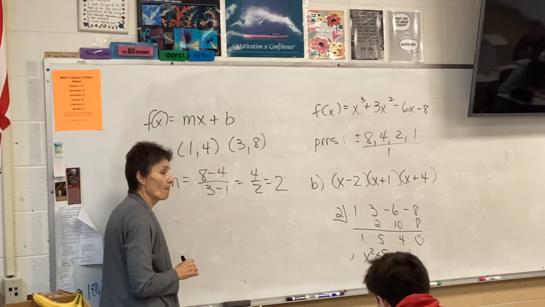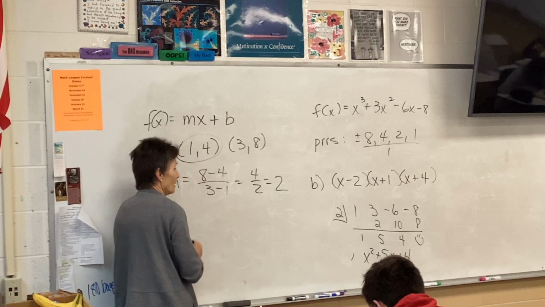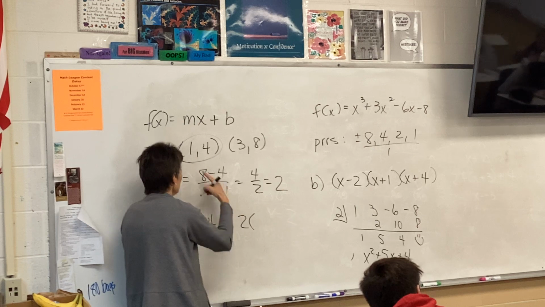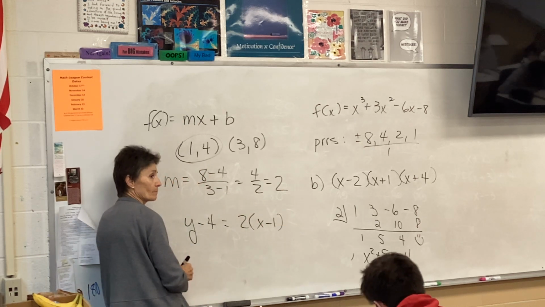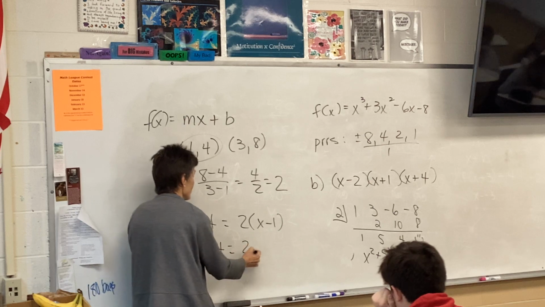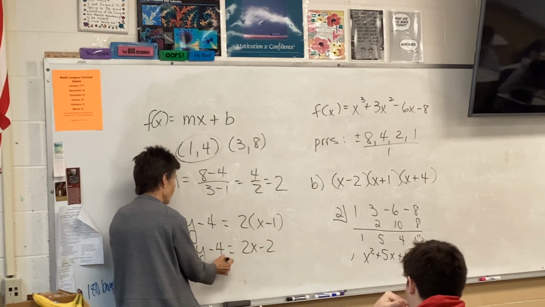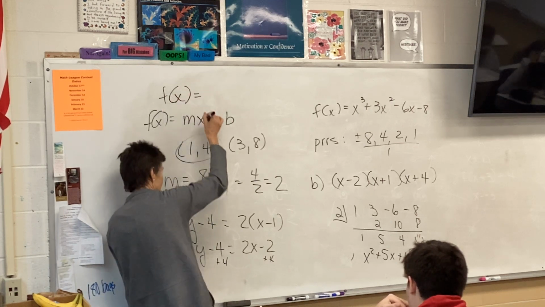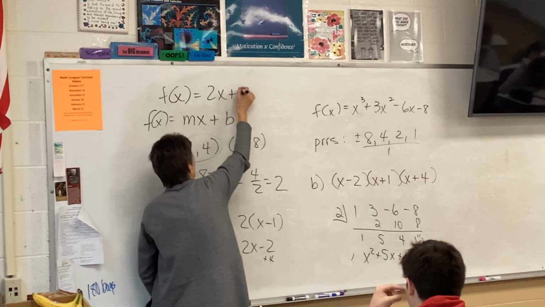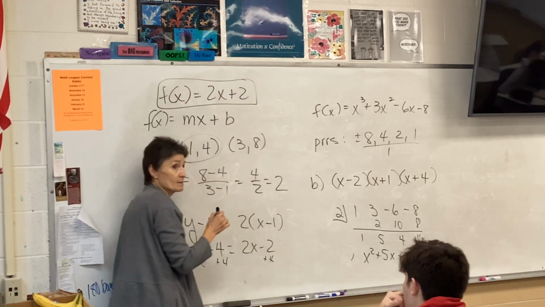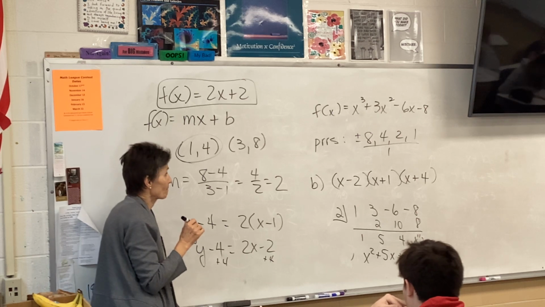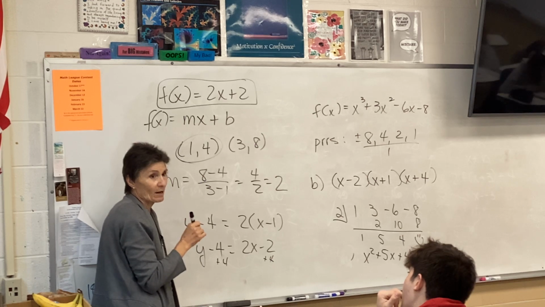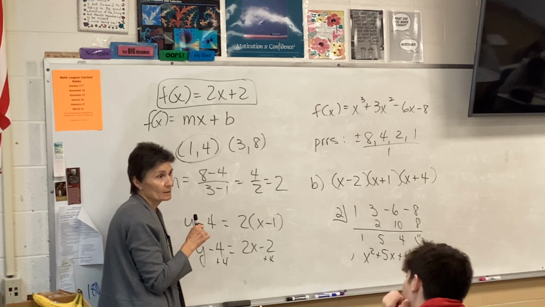Then what do we do? You pick a point. I'll use that one. y minus 4 equals 2 times (x minus 1). So y minus 4 equals 2x minus 2. Let's add 4 to both sides, and it looks like my answer is y equals 2x plus 2. Is that what you got? Don't miss that question, right? That's algebra 1. Don't miss it.